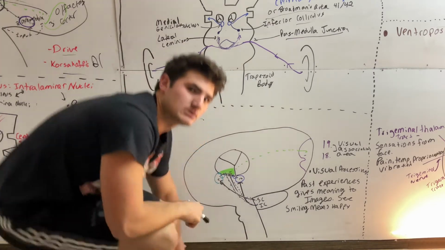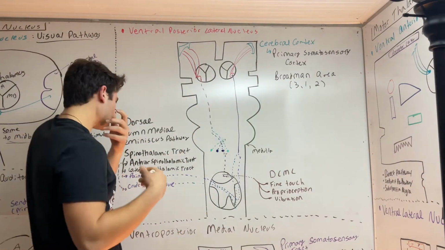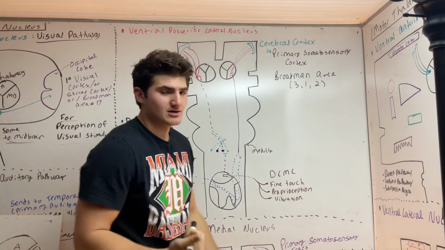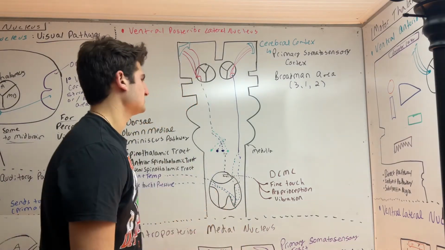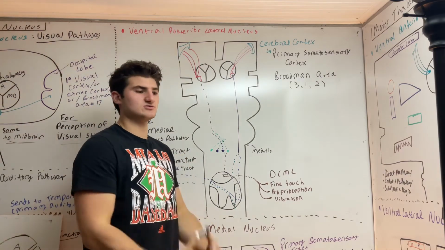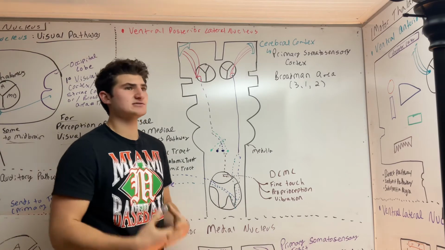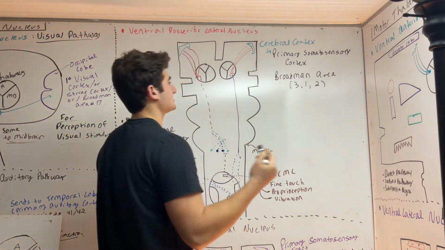Not too shabby. Ventral posterior lateral nucleus. Okay, we just said where he was. What's he going to get information from? Alright, so unfortunately he's getting information from a couple different regions, but it's not too hard. Why? Because you learned different spinal tracts. If you know the spinal tracts, this should be a piece of cake.